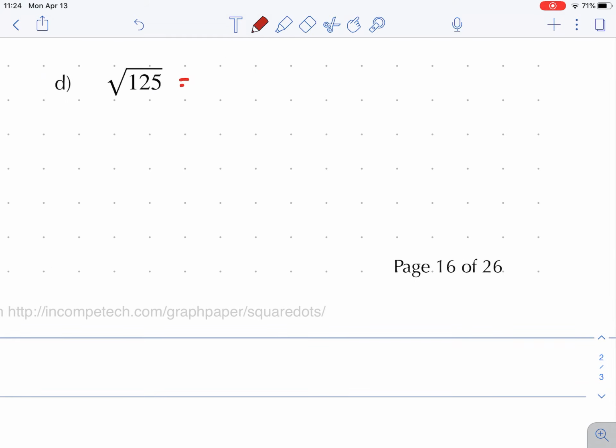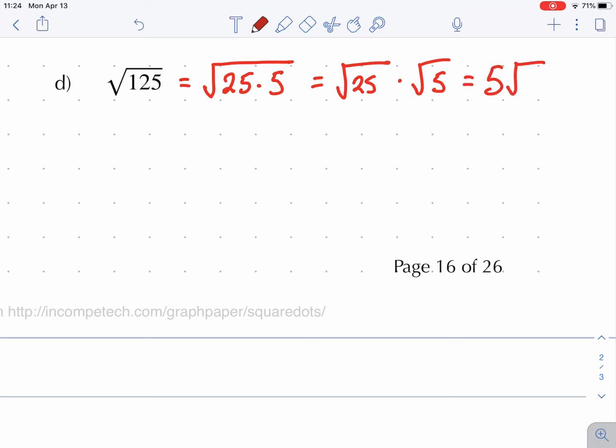The square root of 125. Well, we can divide that by 25. The square root of 25 times 5. Then we break it apart to be the square root of 25 times the square root of 5. And we get 5 times the square root of 5.